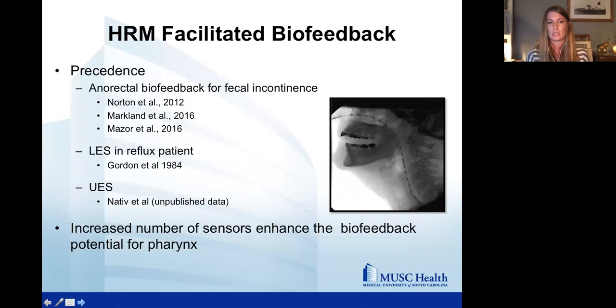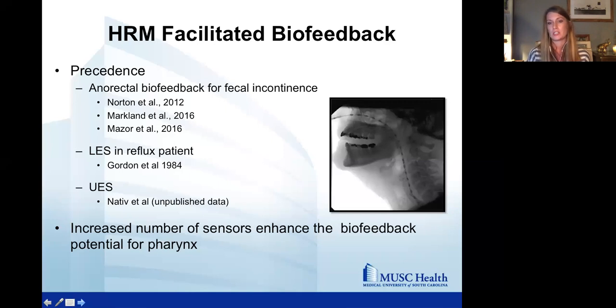And even more recently, Nativ and colleagues presented at DRS, and I believe COSM as well, some findings from a study where they had normal subjects that were able to increase their UES baseline and maximum pressures using HRM biofeedback. And these findings were statistically significant. They also reported that subjects showed a trend towards decreasing the UES or PES pressures, but there was no statistical significance for UES relaxation during swallowing. Now, these were in normal, healthy adults, and you'll see later on that in some of our impaired patients, we have been able to control for PES relaxation during swallowing.